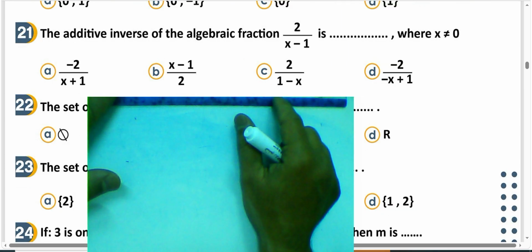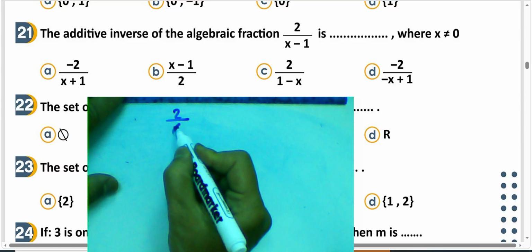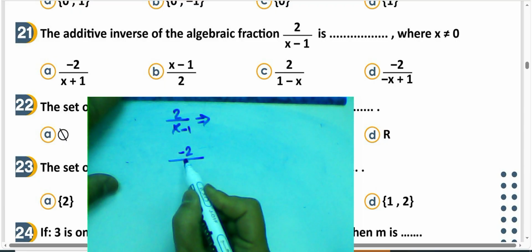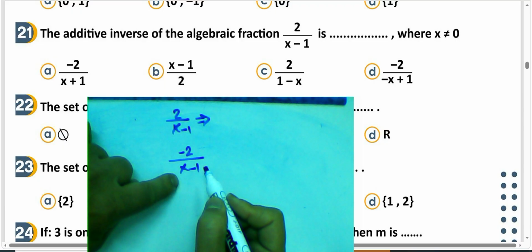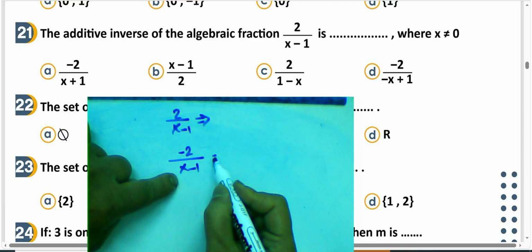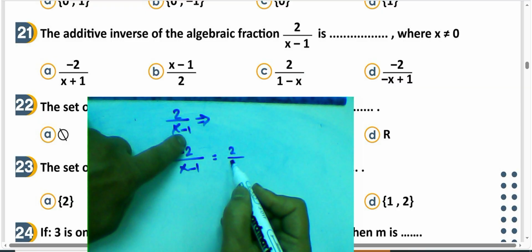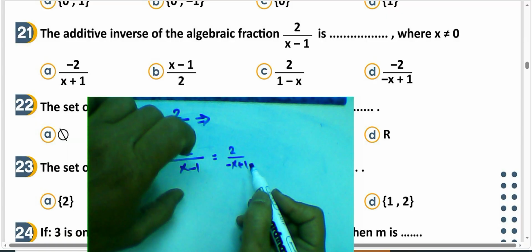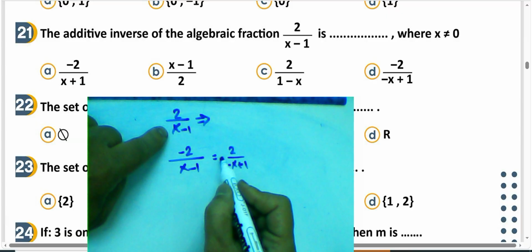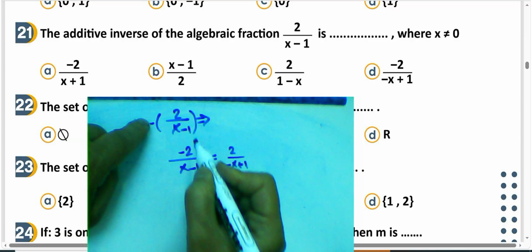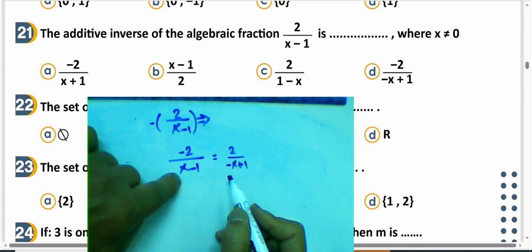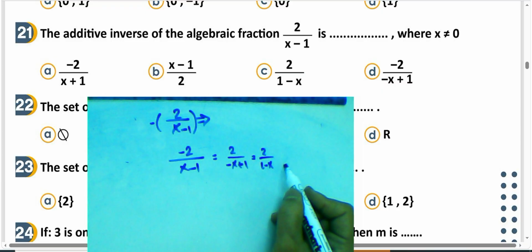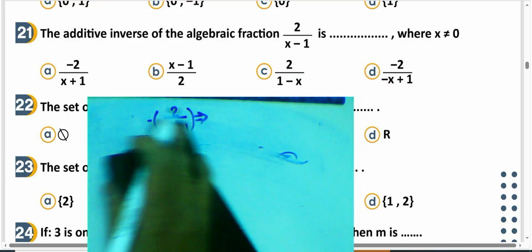The additive inverse of the algebraic expression. We have 2 over x minus 1. You can write the additive inverse as the product by negative of the numerator. You can write negative 2 over x minus 1, or you can multiply the denominator, writing 2 over negative x plus 1, multiplied by negative. Numerator, we want to find the additive inverse. Write negative of this function. Write negative multiplied by up or down, or you can replace it here, it will be 1 minus x. Then we have 1 minus x. Choose letter C, 2 over 1 minus x.